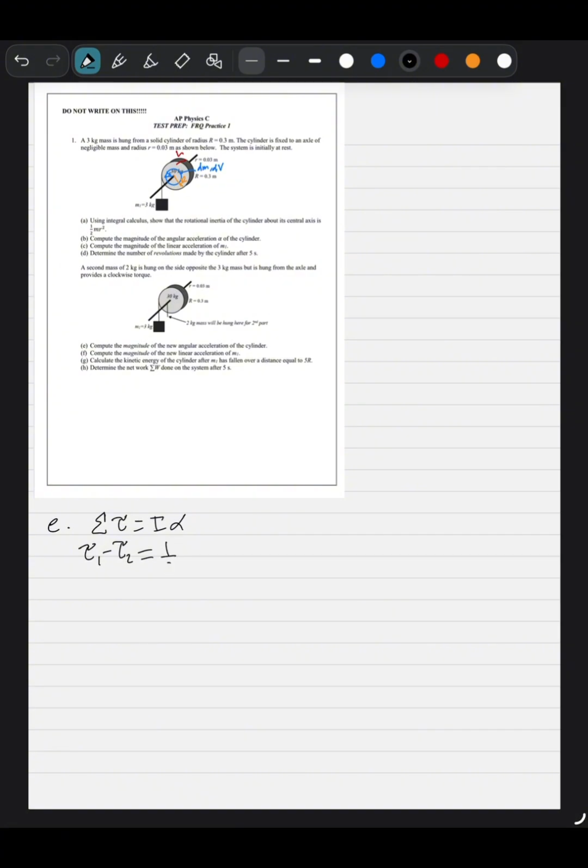And I can expand I by doing 1 half m r squared times alpha. We can expand the two torques by doing Fg1 times R minus Fg2 times little r.